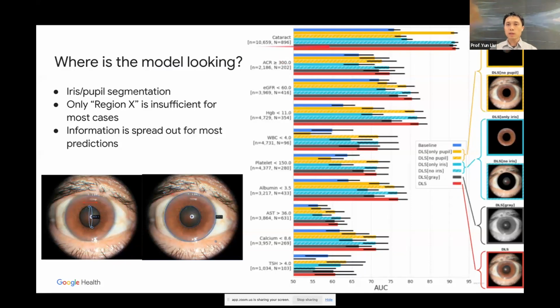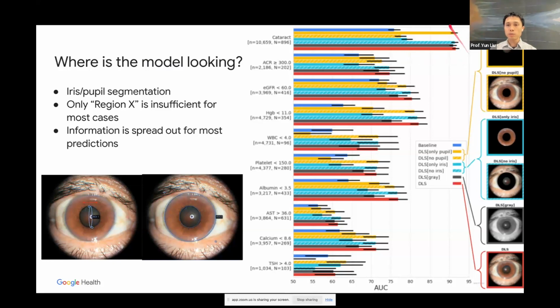Now, when we look at the positive control experiment again, so that's the cataract line over here, the overall model's performance is this red bar, and we saw that if we removed everything, including the pupil, the performance got down very, very low. But once we only had the pupil, so this yellow one over here, just having the pupil is sufficient to get basically all of the performance back.